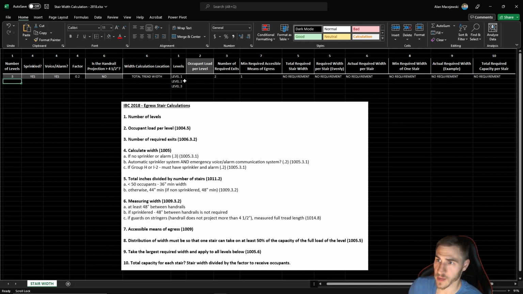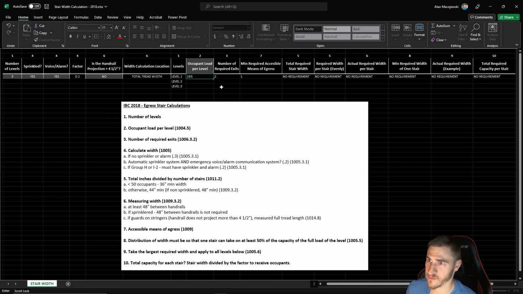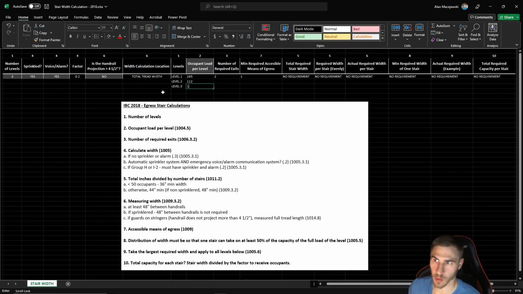As soon as I do that, we actually have these levels filling out here. This is just a basic array. It's going to fill out the number of levels that you have here. Because I have 3, I need to actually input my occupant loads. We can come back to deal with the sprinkler, alarm, and all this information. So basically, how many occupants do I have? Well, let's just say 220 or 265. That's great. And then maybe 112 and 112 again.